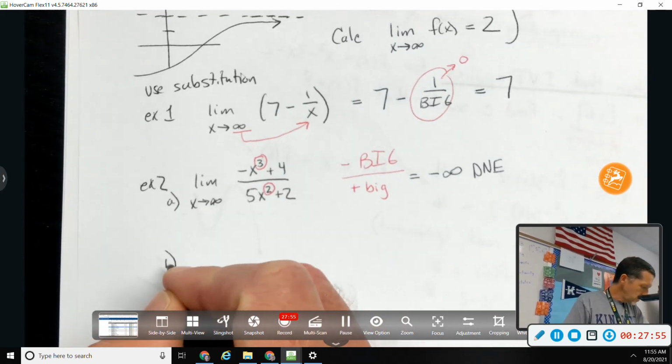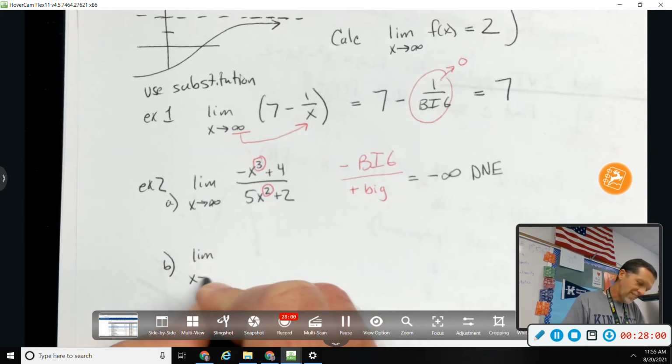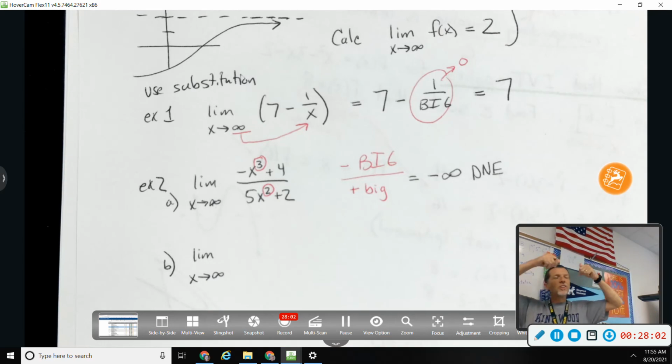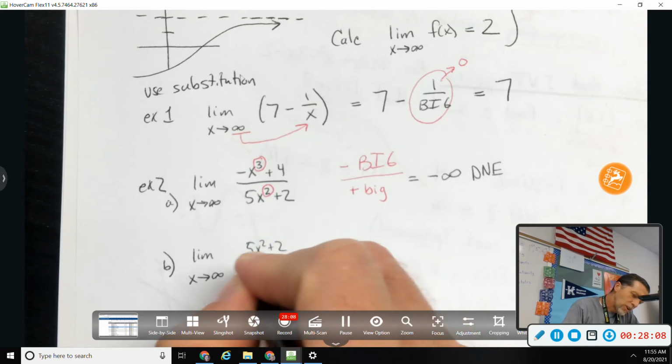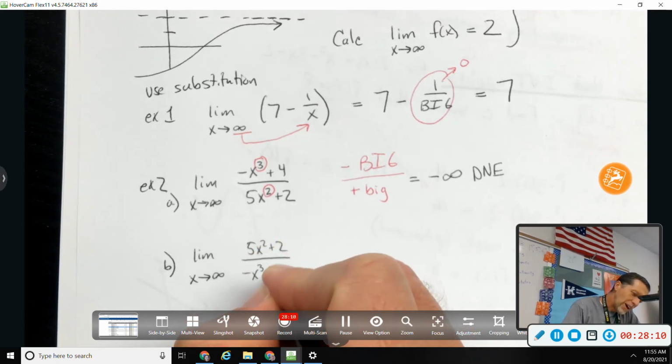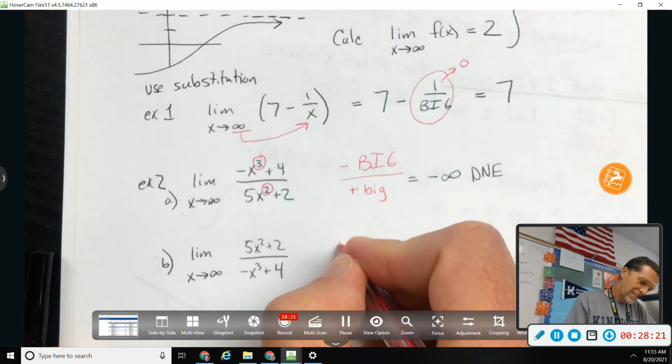Wait, there's 3 parts to this one. Let's flip those and see what happens. I'm going to take the same fraction but flip it over. So it would be 5x squared plus 2 on top, and negative x cubed plus 4 on the bottom. A positive little big over a negative big.